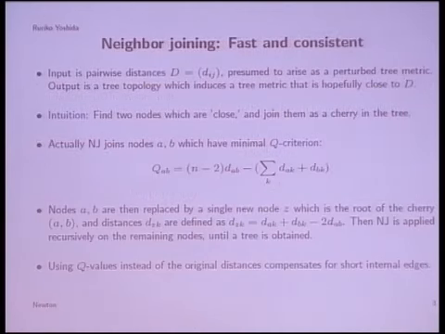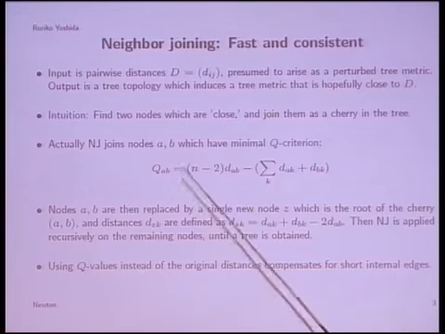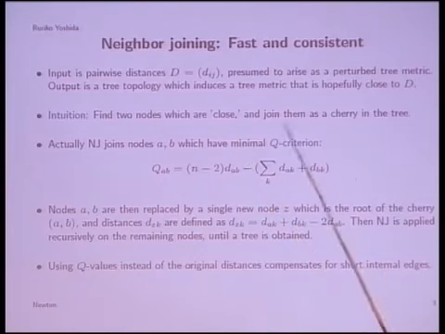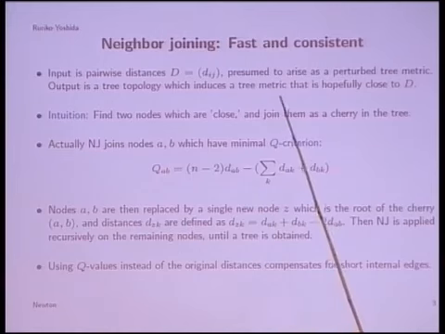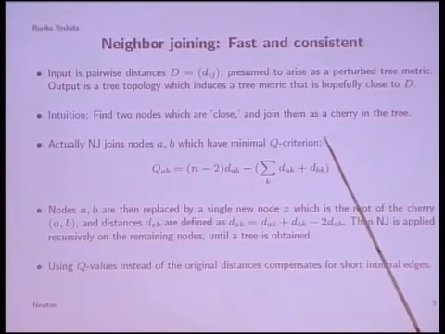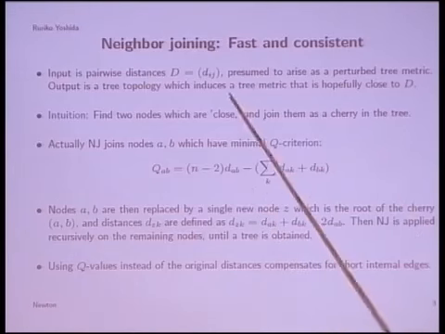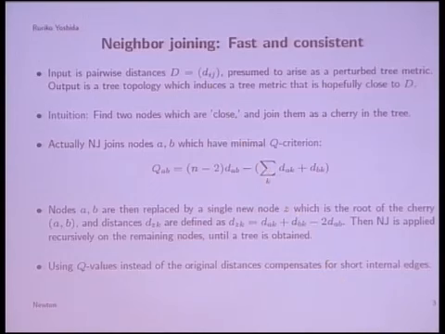This is a review of the neighbor-joining method, which is really fast and consistent. The input is the pairwise distances, presumed to arise as a perturbed tree metric, and the output is a tree topology which induces a tree metric that is hopefully close to the input matrix. The intuition is that we want to find two nodes which are close neighbors and join them as a cherry in a tree.